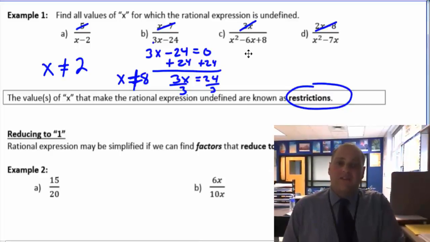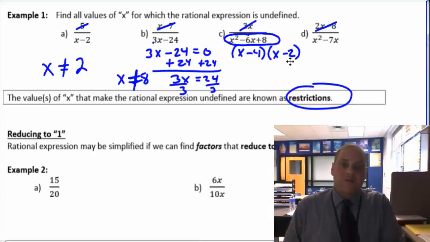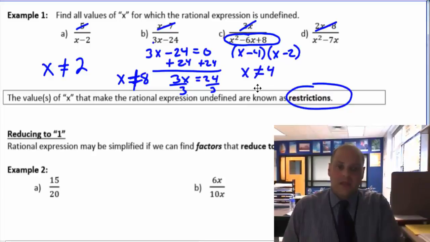For C, it's going to be easier to factor, because it's difficult. We've got x squared, we've got x here. What number squared minus 6 times a number plus 8 gives me 0? That's tricky. But if you just factor it, it's x minus 4, x minus 2. So if x is 4, I'll get a 0. And if x is 2, I'll get a 0. So x cannot equal 4, and x cannot equal 2.